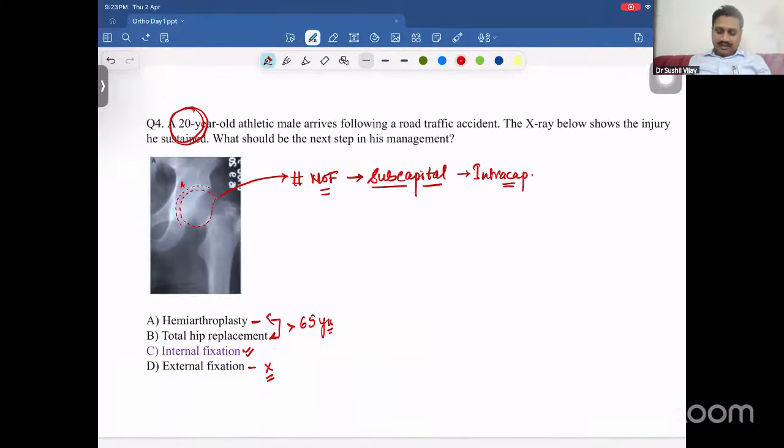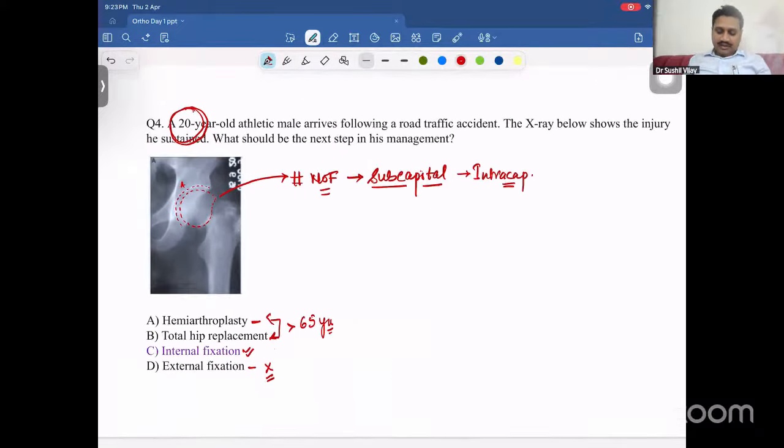If it is subcapital, it is intracapsular. What implant are you going to use? Tell me, suggest to me. External fixation of the neck of femur is not done, right? That is not even an option over here. So it is cancellous screws. So these are cannulated cancellous screws. And what is the method?